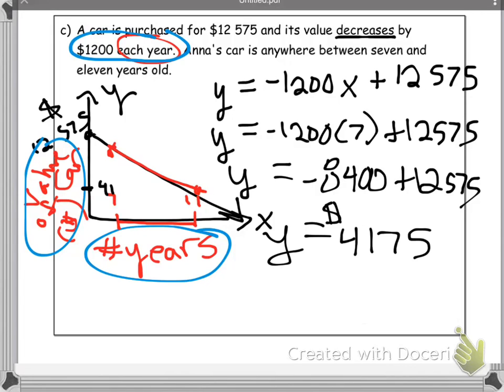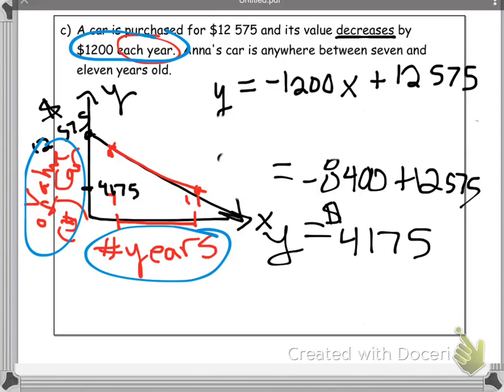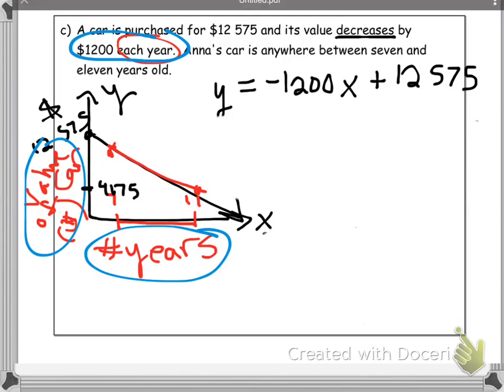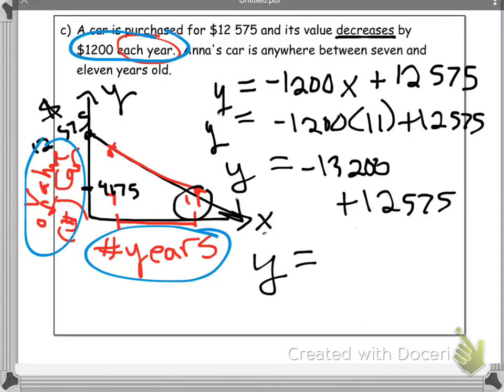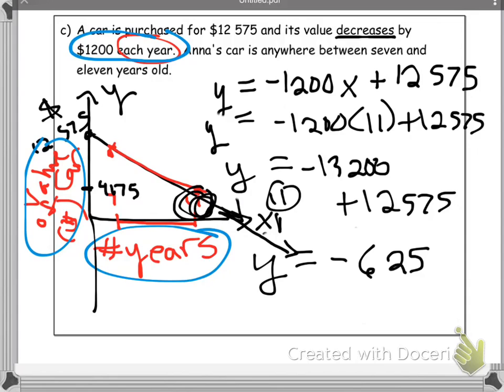So your range goes from 4175 to, when x is 11, $1,200 times 11, negative 13,200 plus 12,575. Negative 625. So her car is actually worth a negative amount of money. I guess she'll have to pay $625 to have it towed to the scrapyard. So this line actually does go below y equals 0. So 11 is actually over here somewhere, I guess. So this number is negative 625.